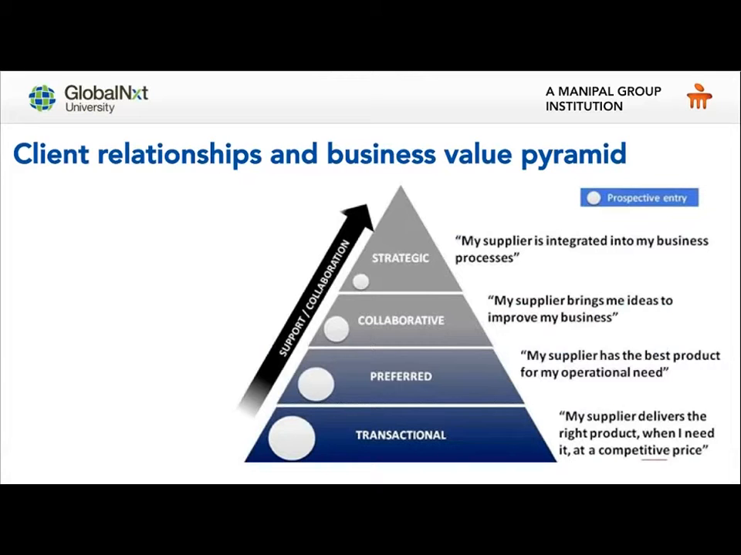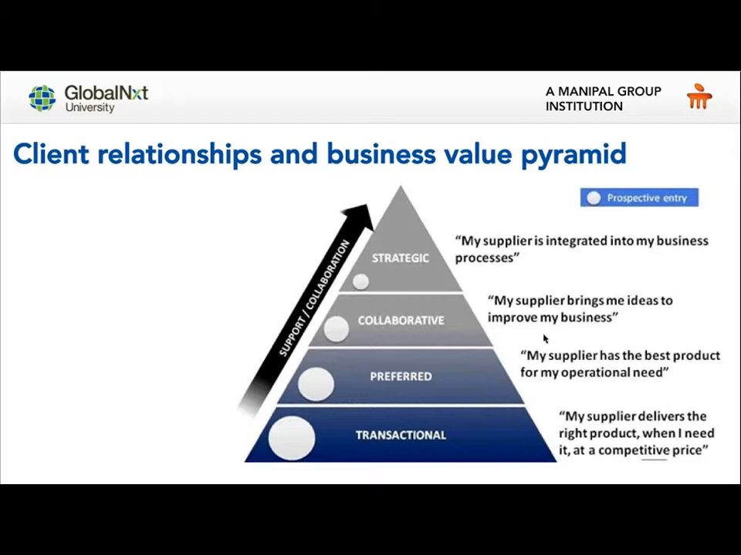Think about if you go to a supermarket and you buy stuff. You take your stuff to the checkout counter, you pay for your goods, and then you go home. You don't try and build a relationship with the store manager or vice versa. None of that happens. It's basically a transactional kind of situation. Beyond that, there are deeper levels. There's a preferred level where you may be a preferred provider. There may be a panel of providers, so you're one of those.